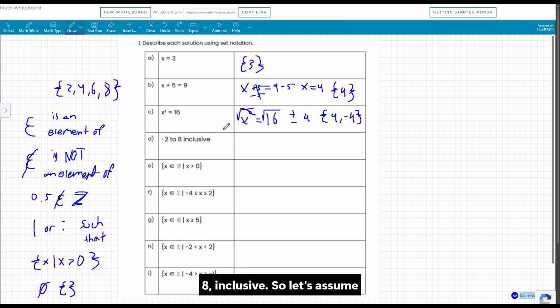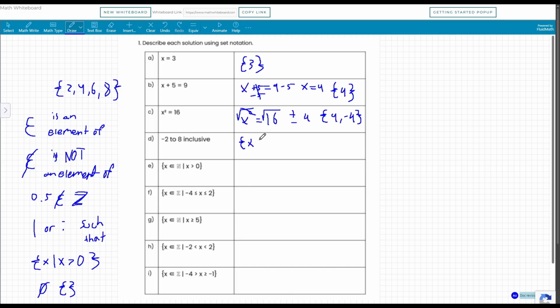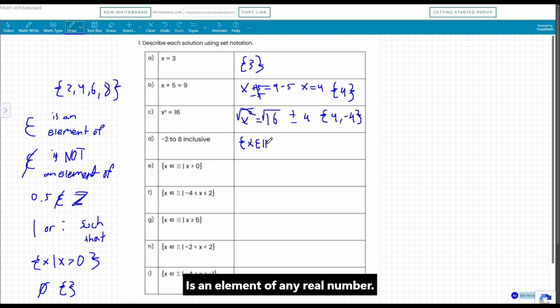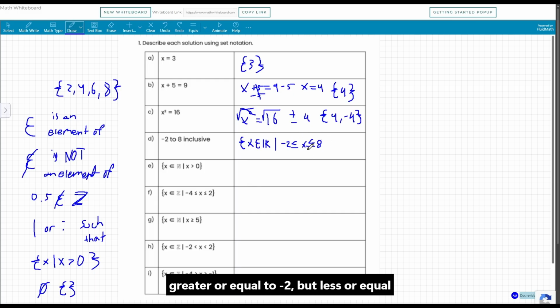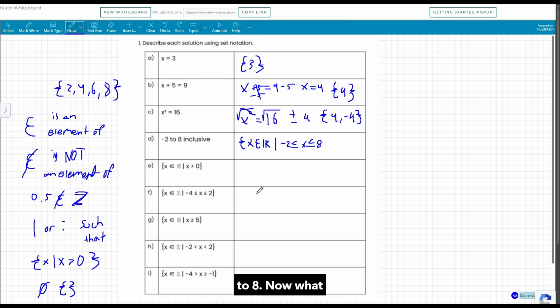Negative 2 to 8 inclusive. So let's assume that it's real numbers. So x is an element of any real number, but x is less or equal to negative 2, but less or equal to 8. Oh, sorry, that's bad wording. X is greater or equal to negative 2, but less or equal to 8.